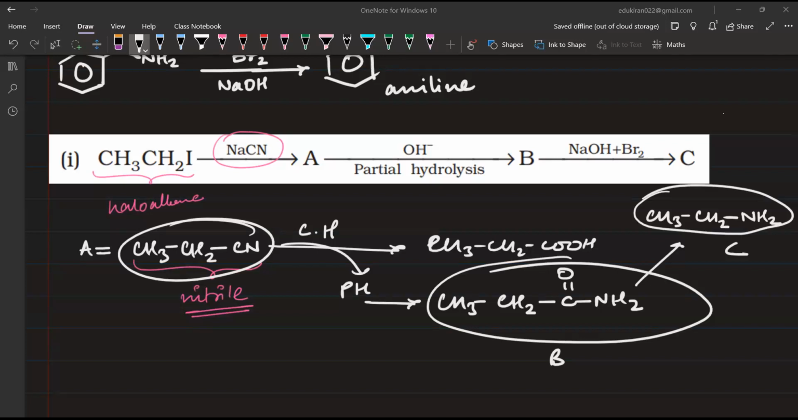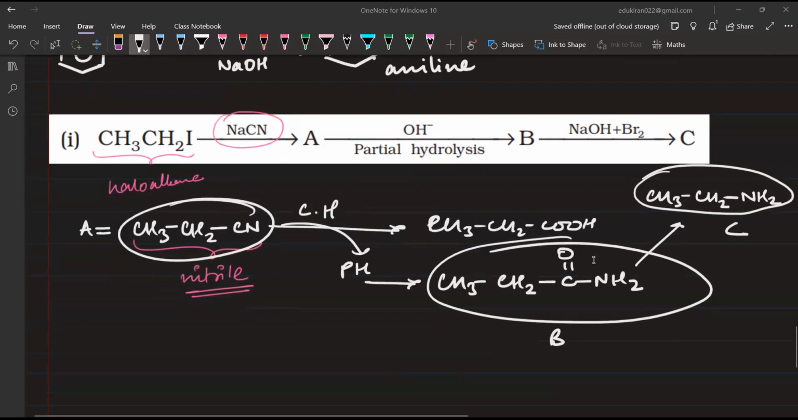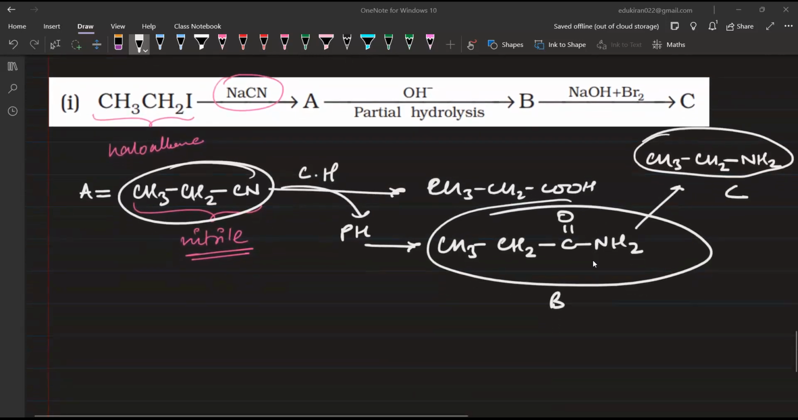Sir, actually how is partial hydrolysis taking place? The same process that we just saw. Then you have R C triple bond N and OH negative, right? So tell me, OH negative will attack where? What do you think? Where will it attack? Carbon or nitrogen? Carbon, right? Because carbon is what? Attached with nitrogen.